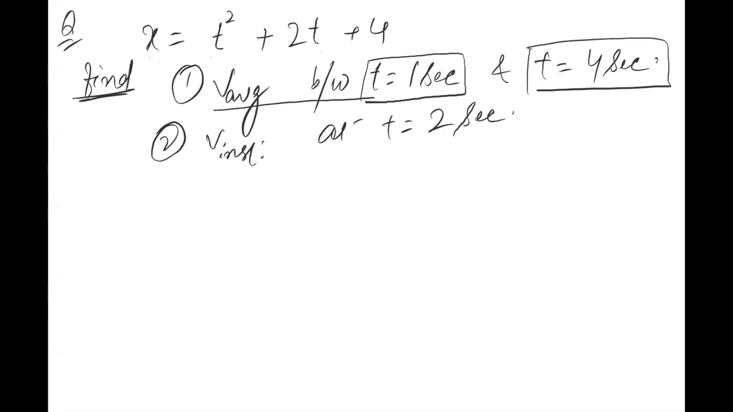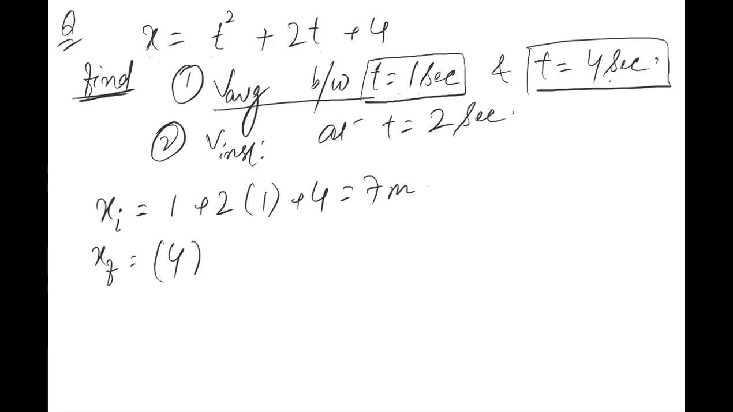The value of x at t equal to 1 second can be considered as the initial value or first value of x or initial position, whatever you call it. So put the value of t as 1. So you will get 1 plus 2 into 1 plus 4, and this would be equal to 7 meters. Now to find the second value of x, which is called the final position, put t as 4. So 4 squared plus 2 into 4 plus 4, that will be equal to how much? So this will be 16 plus 8, 24, 24 plus 4, 28. Is it understood?